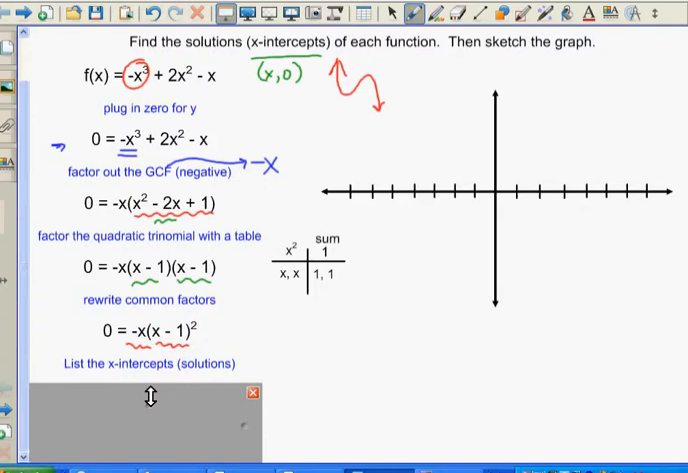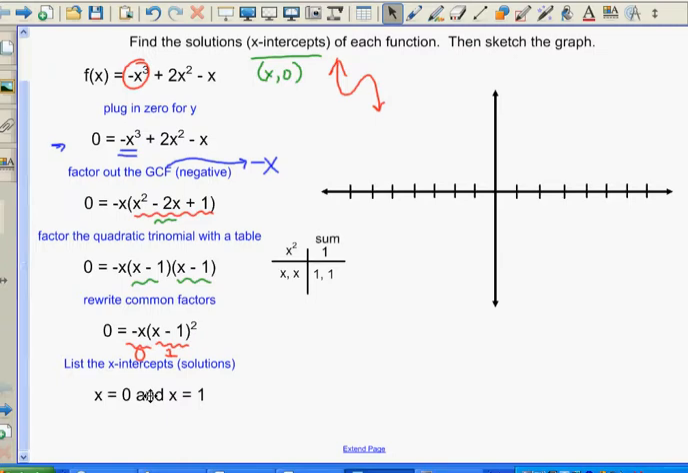This first one is equal to 0 when x is 0. This one is equal to 0 when x is 1. And that's what I've got here. So we know we have a solution at 0 and a solution at 1. We said the 1 was going to be a bounce. And the 0, since it's just x to the first, will just cut straight through.